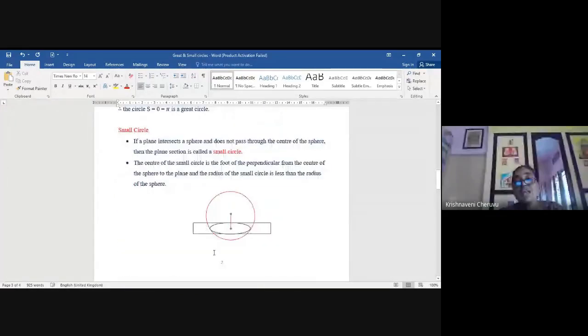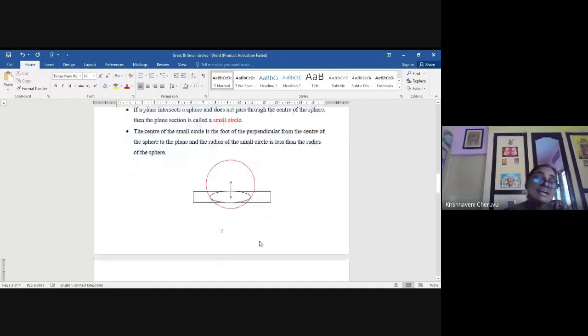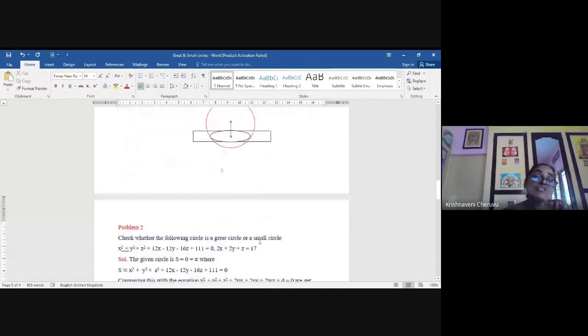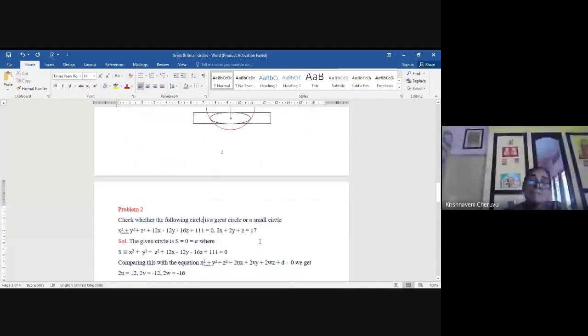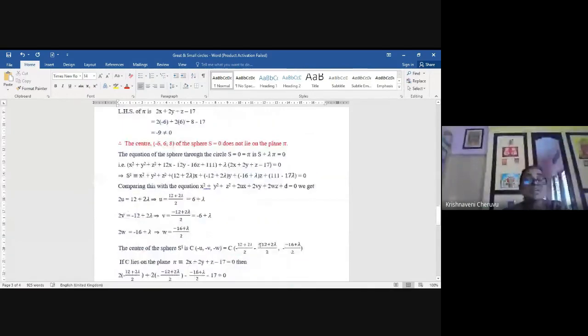You understood, girls? So this is a sphere passing through; already this is a circle, a section of the plane and the sphere. So you are now confirming this being a small circle could be like this, girls. Now you are confirming that the equation of the sphere passing through the circle will be having some other center.